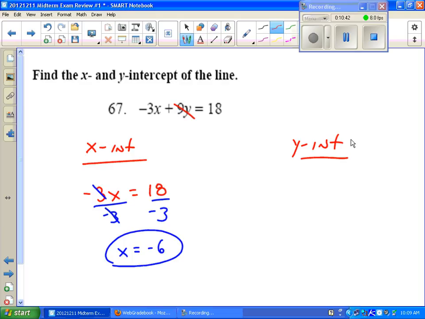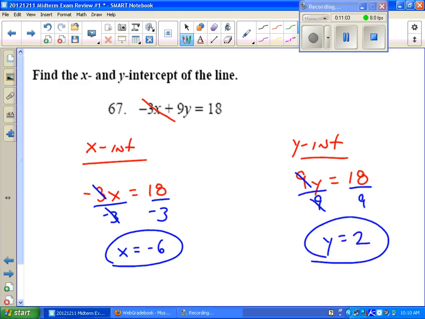Your y-intercept, on the other hand, you're going to plug in 0 in place of x this time. So negative 3 times 0 would be 0, which would cancel itself out. And you're going to be left with 9y equals 18, or 9 times y. Undo that by dividing by 9. Do it on the left, you got to do it on the right. Cancel out. Y equals 18 divided by 9, which is 2. So your x-intercept is negative 6. Your y-intercept is 2.